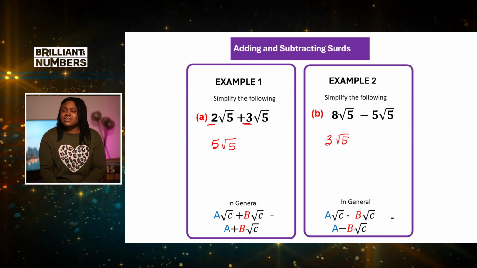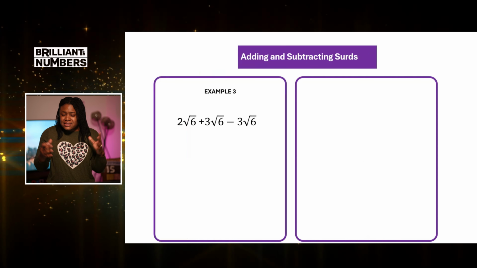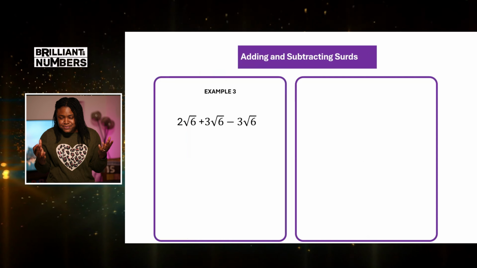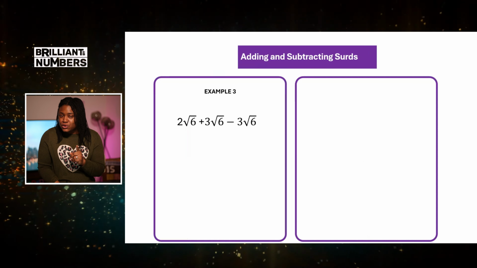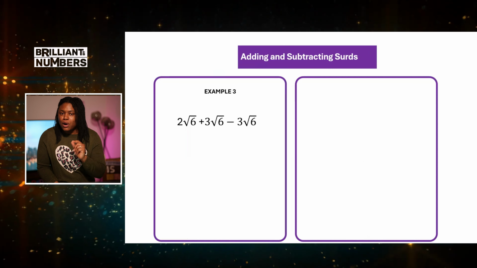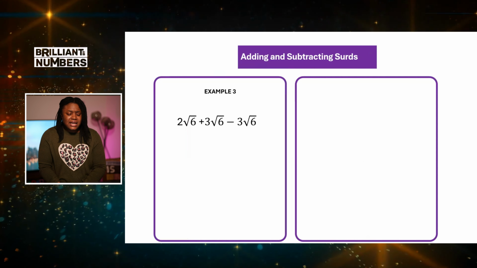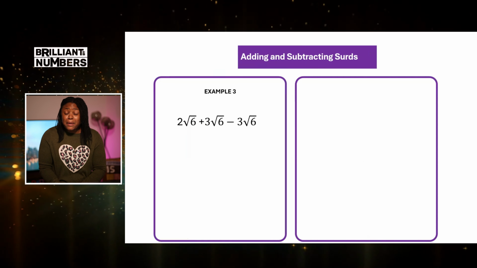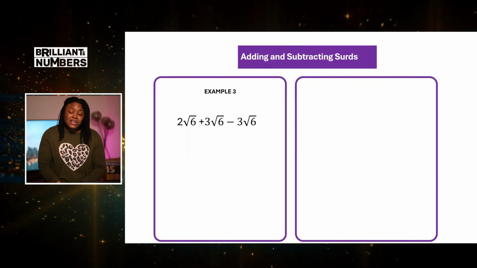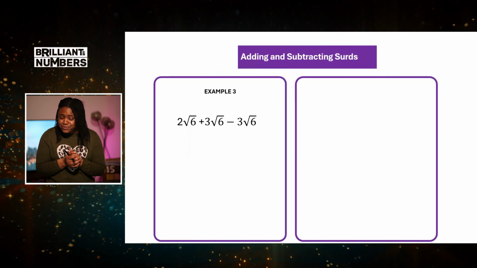So now that we've done that, we're going to do a few more examples that incorporate BIDMAS, which means that the order of the operation matters when there are multiple operations. So if you look at this example, you'd see that we are asked here to do 2 root 6 add 3 root 6 minus 3 root 6. So now there is more than one operation that we need to do.